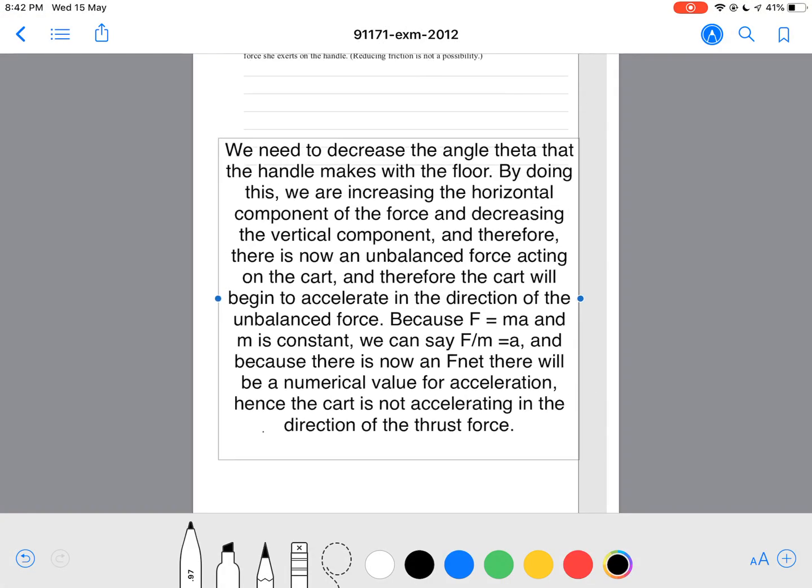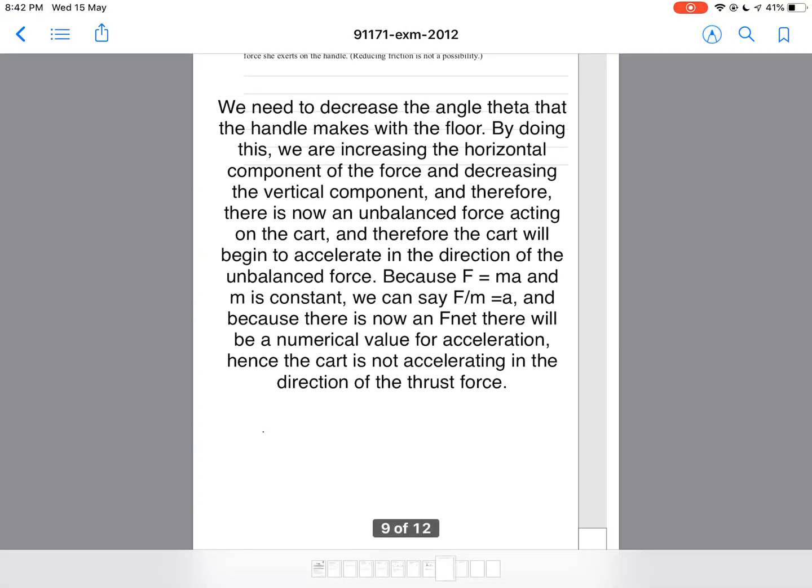And just move this down a little bit. Okay, so that's basically the answer. So you're decreasing the angle theta of the handle on the floor. You're increasing the horizontal component as a result, and because you increase the horizontal component, the forces are now unbalanced. Because the forces are now unbalanced, there is now an F net, and because F is equal to ma, and F is divided by m, there is now a numerical value for acceleration. Hence, the car is now accelerating in the direction of the thrust force.